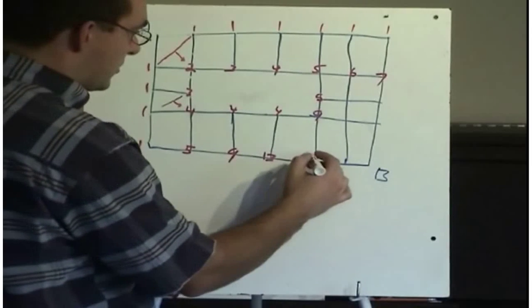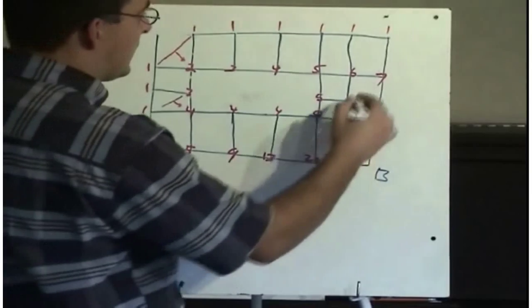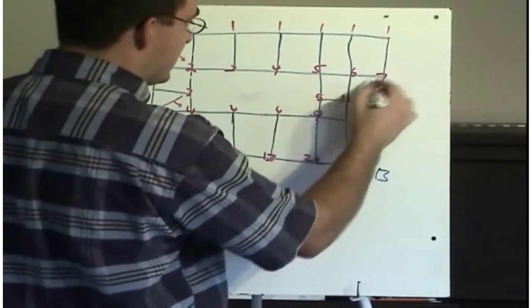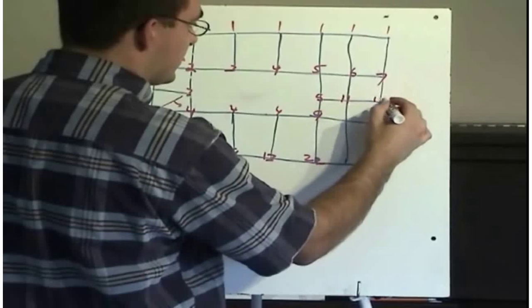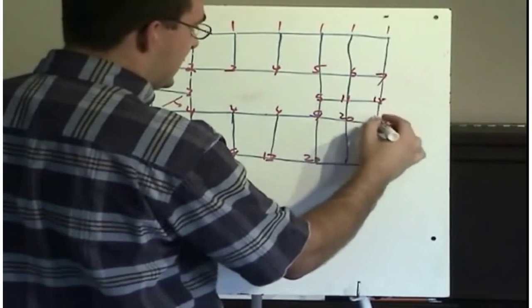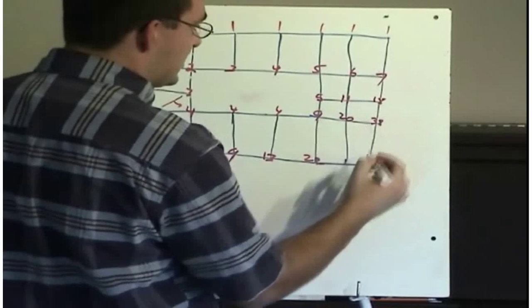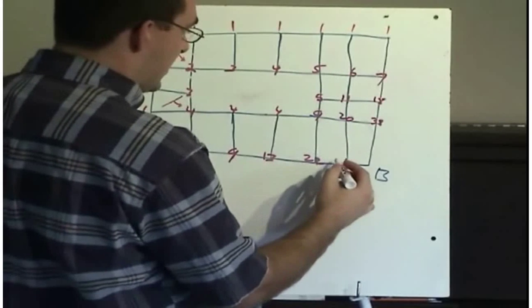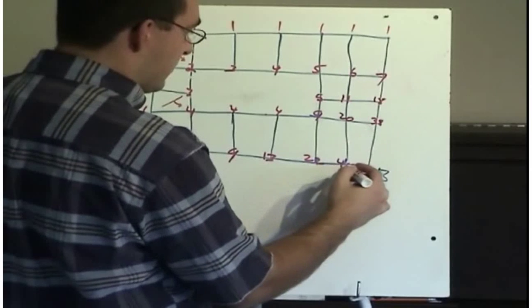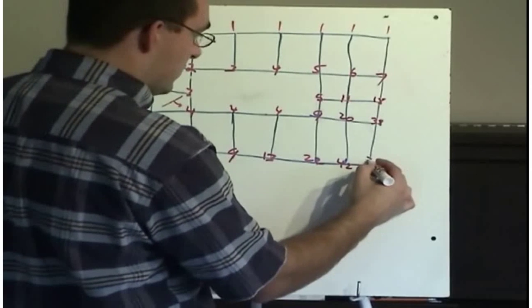13, 9 and 13 is 22. Let's go back up here for a change. 5 and 6 make 11. 7 and 11, this diagonal is 18. 9 and 11 make 20. 20 and 18 make 38. 20 and 22 make 42. And 38 and 42 give a grand total of 80.